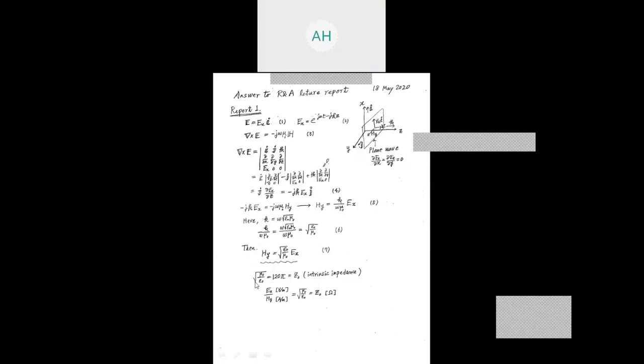And one more piece of information: the root of mu 0 divided by epsilon 0 has a special meaning. This unit becomes impedance. So this is called intrinsic impedance. So Ex is volt per meter, Hy is ampere per meter. So this ratio is root mu 0 by epsilon 0.